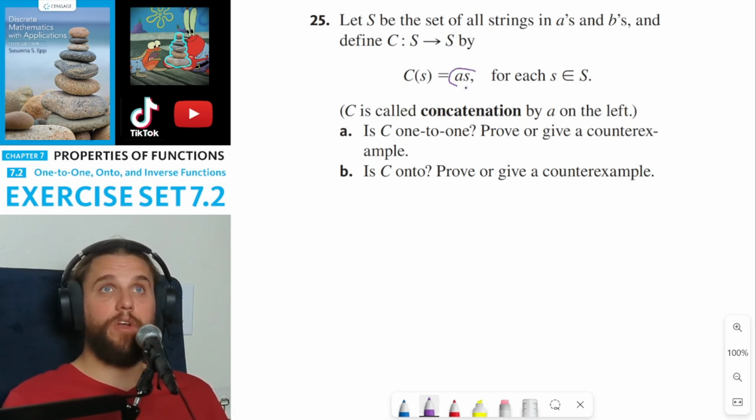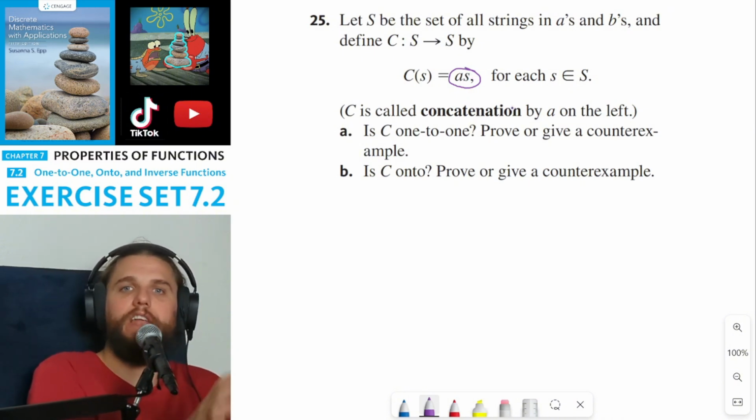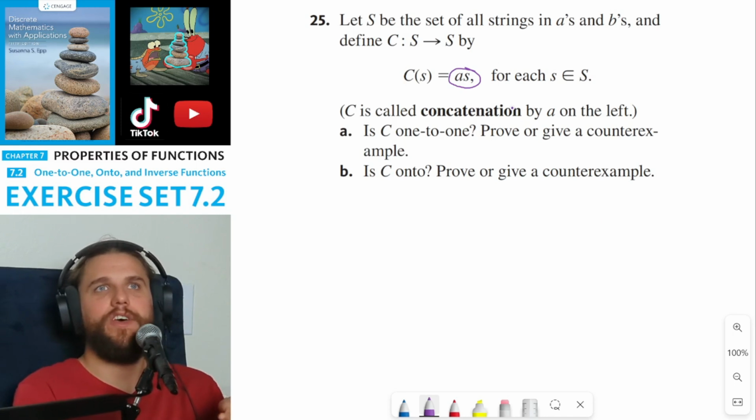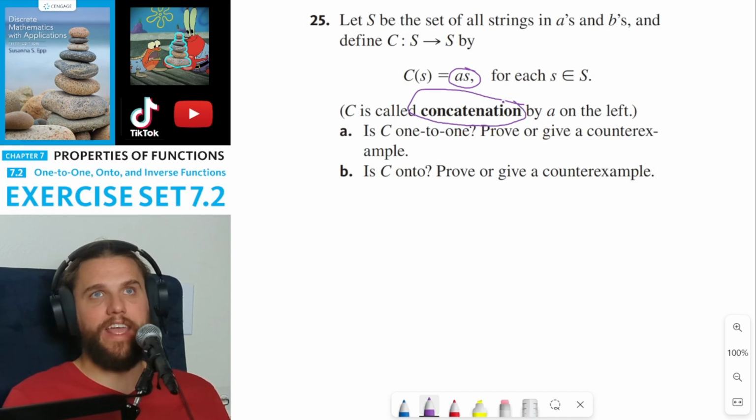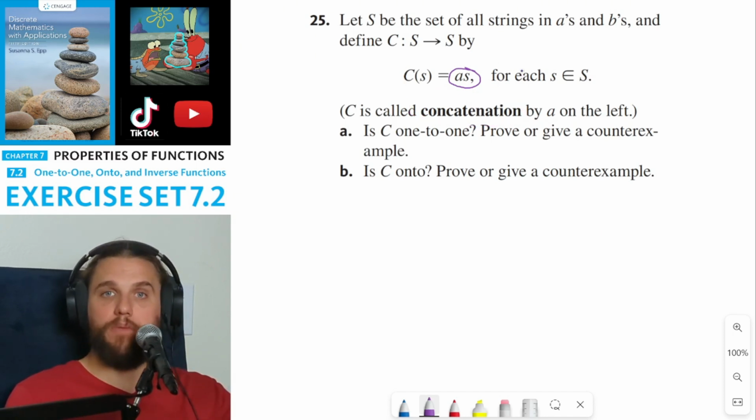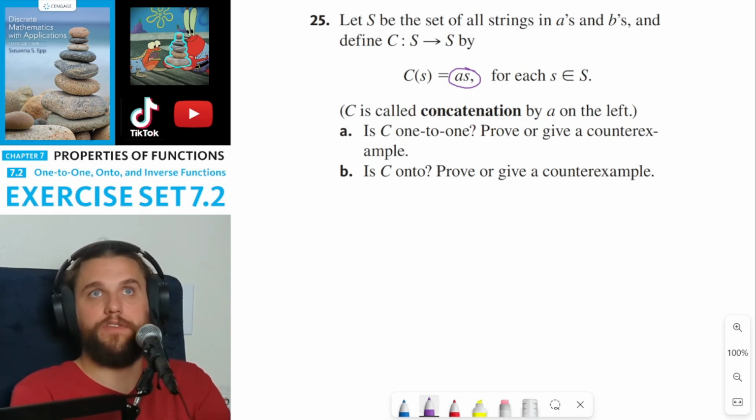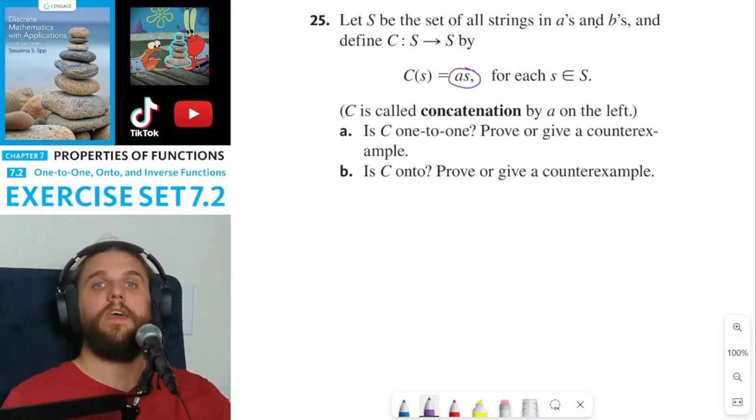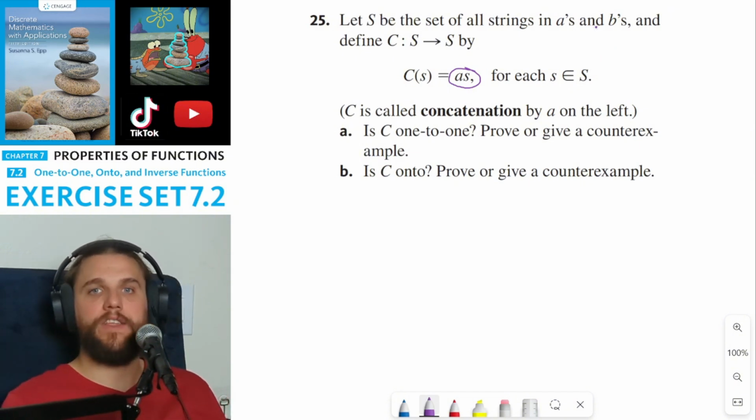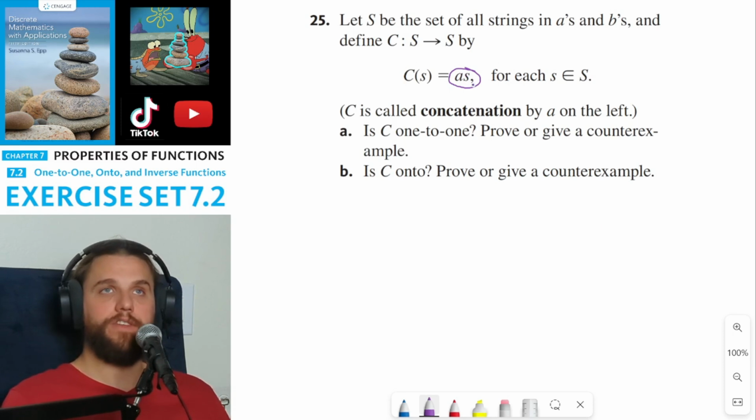Now, it's really important to understand that this is not multiplication. Normally, when you have these letters next to each other, the assumption is that there's a multiplication symbol here. But actually, the operation here is called concatenation. If you've taken computer science, maybe you know what this is, but if you haven't, basically what we're doing is taking a string, which is a series of letters, in this case A's and B's, and just adding the letter A to the front of the word. So this just means attach the letter A to the front of the word.